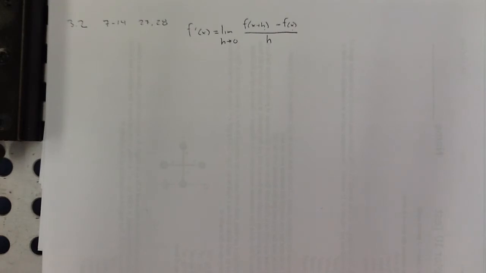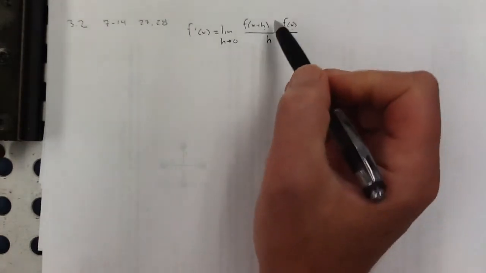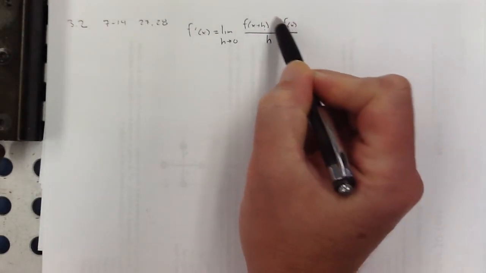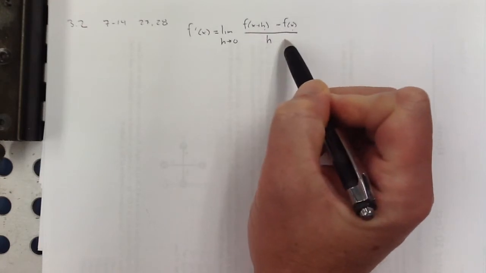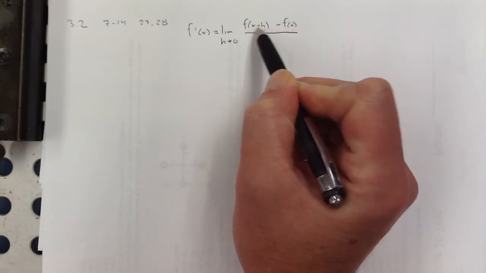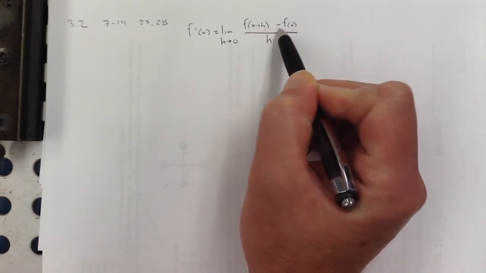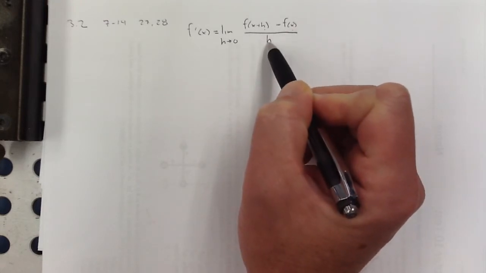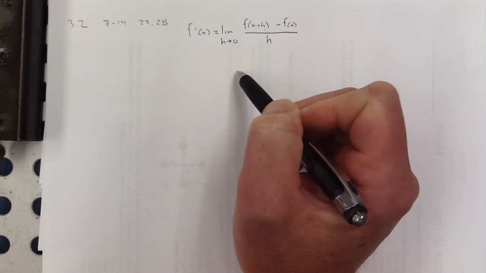So you have that from your notes. I just don't want you to ever lose sight of the fact that this is just the slope formula for these 2 points, the f of x plus a little bit of a wiggle over to the side minus f of x, over the difference, the run, which is just that h, the difference between them.